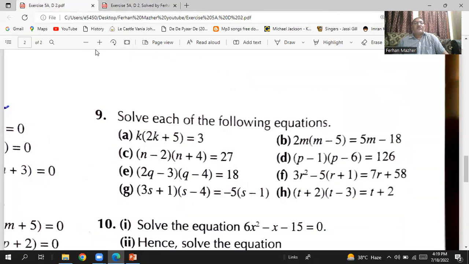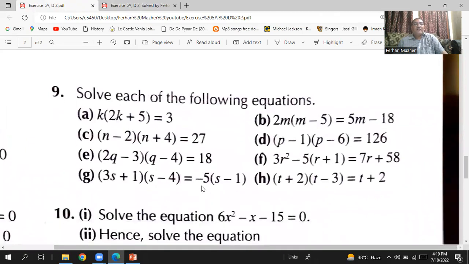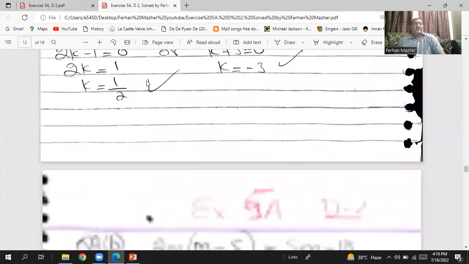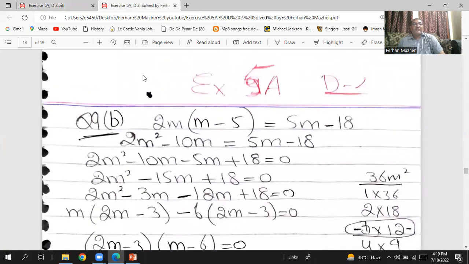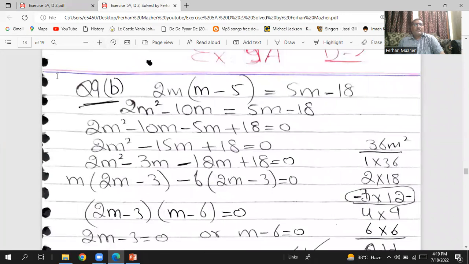Now we are going to question number 9, and it's B part. 2m bracket m minus 5 bracket close equals to 5m minus 18. Okay, so we are going to the next question. This is exercise 5A D2, question number 9. So 2m bracket m minus 5 bracket close equals to 5m minus 18. So it will become 2m square minus 10m equals to 5m minus 18.